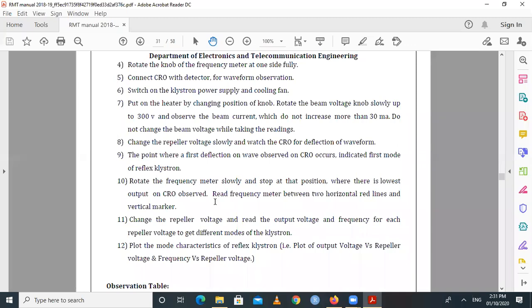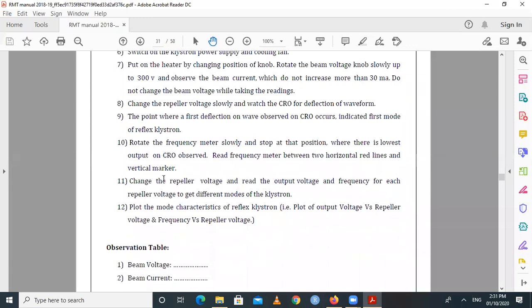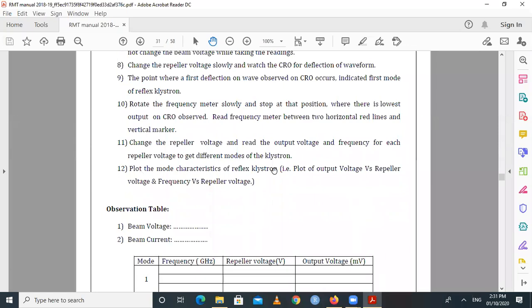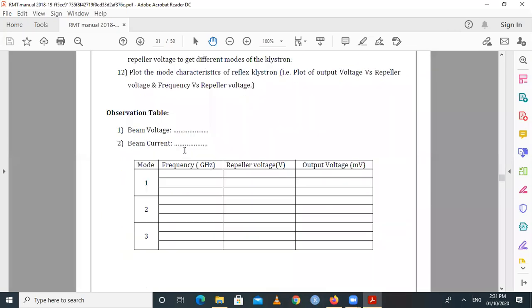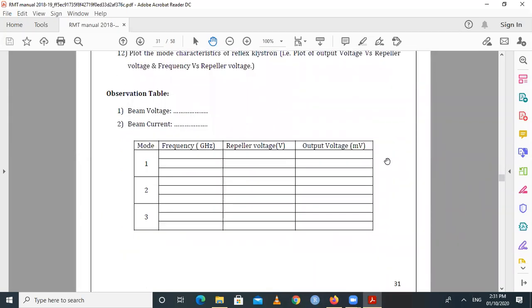Whenever a deflection is observed, that frequency you have to measure, and that is the frequency of the wave inside that particular frequency meter. And in this way you can plot different modes, which means you have to repeat the procedure for different modes. This is a particular observation table.